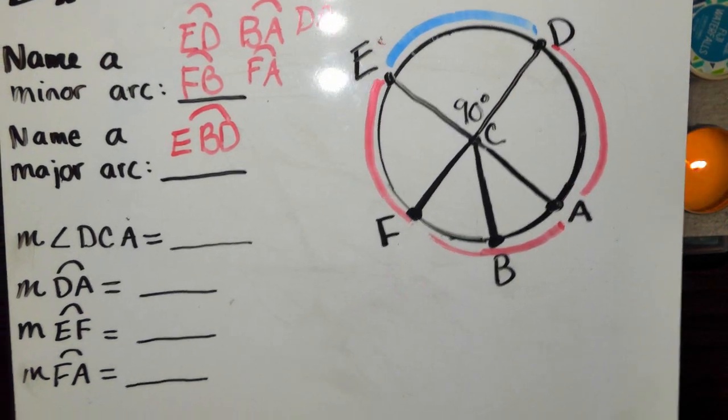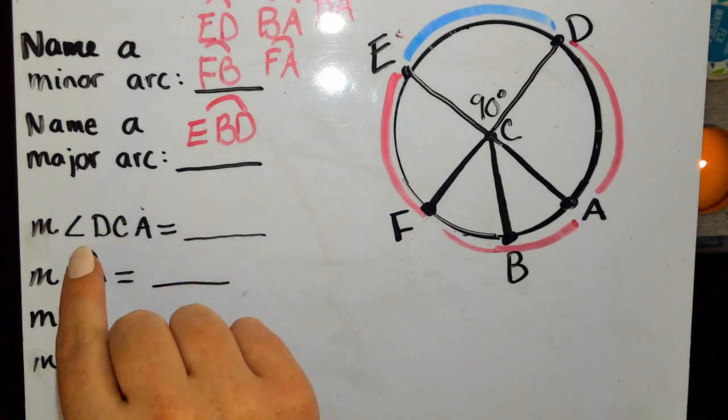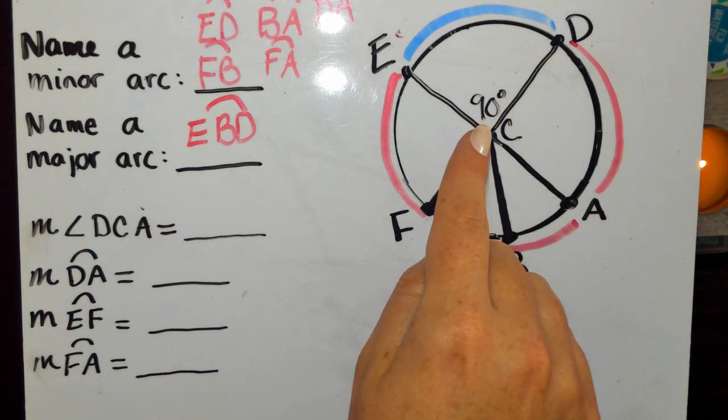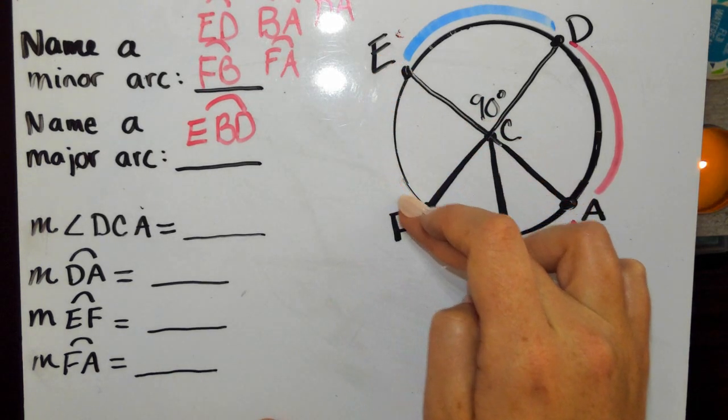Now it wants us to find some of the measures. The first thing it asks is the measure of angle DCA. So the measure of this angle right here. I want to erase these colors.